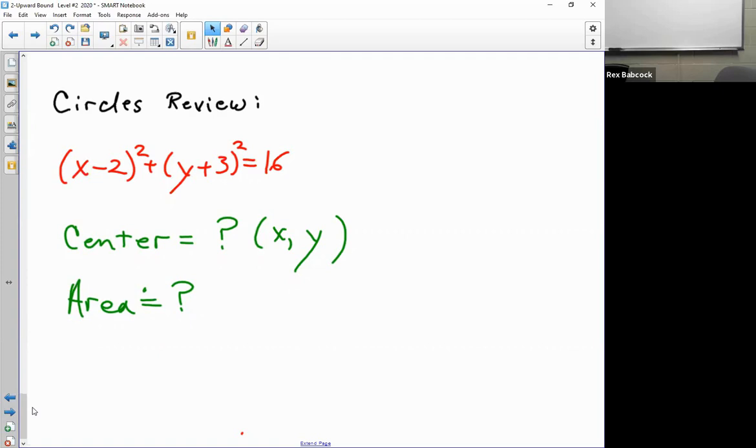About another 30 seconds. Hope you can do it in that amount of time. And on the area, let's do approximate area. So don't give me the terms in pi, approximate area.